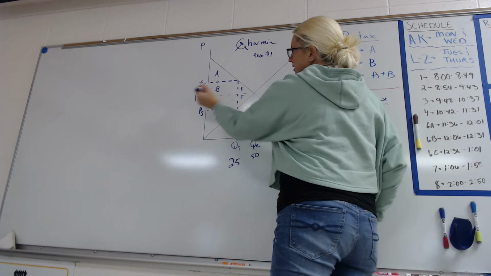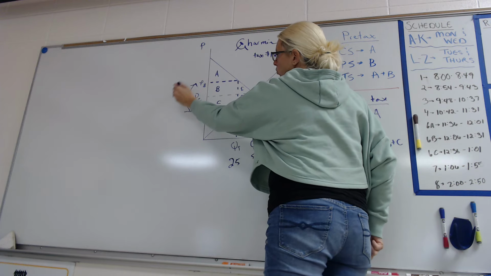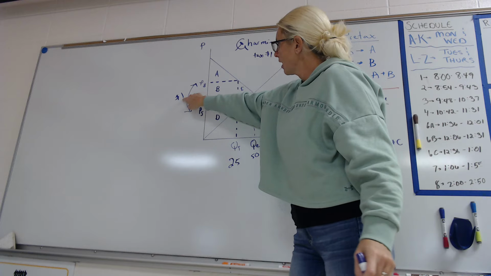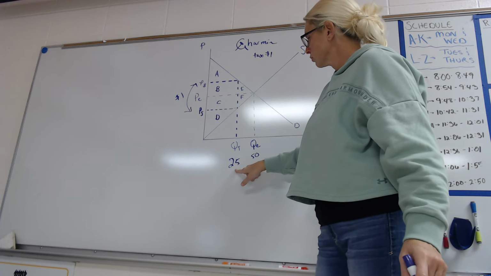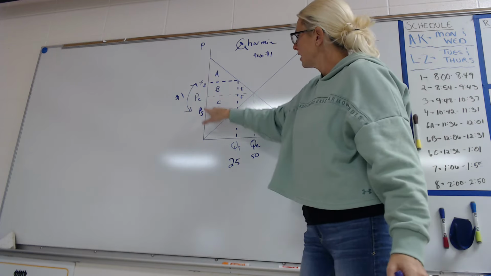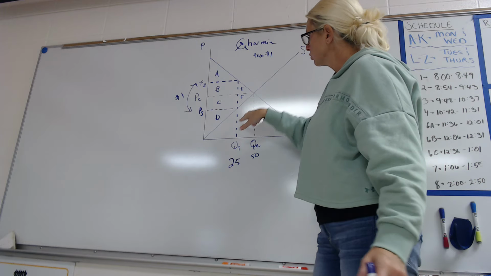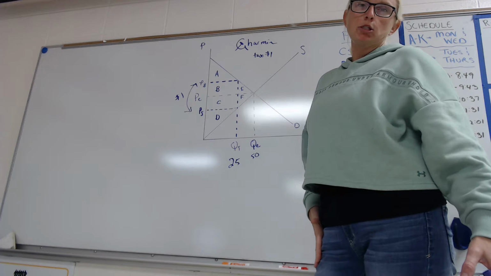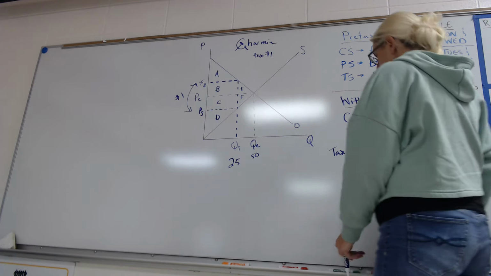And this represents $1 from here to here. So the government is getting that $1 times the amount of toilet paper sold, which is 25. So that tax times this amount sold is the tax revenue the government gets to put in their pocket. So what about E and F?